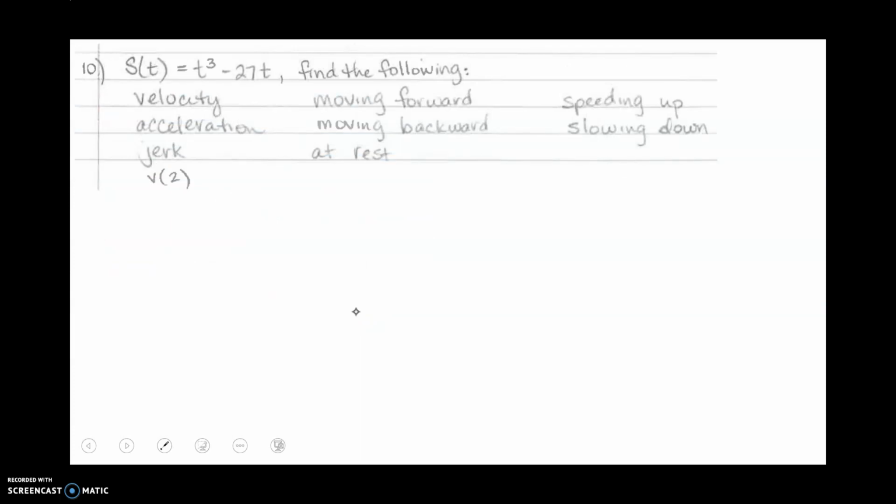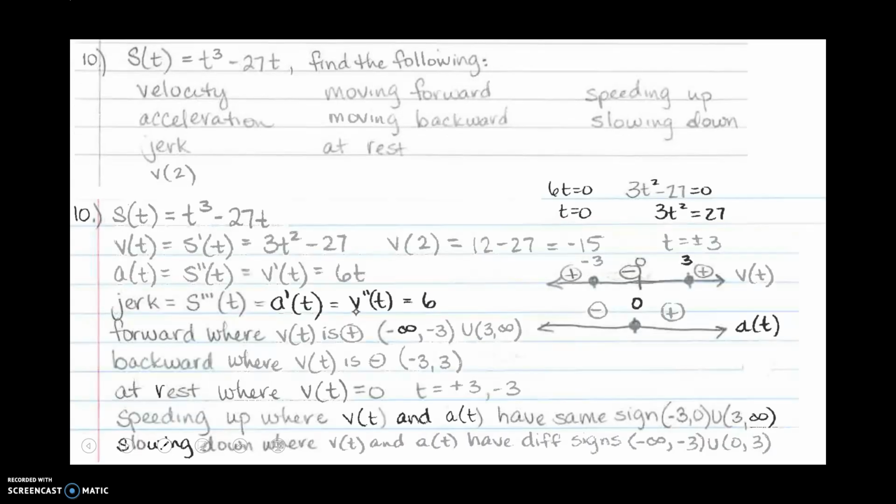All right, then for number 10, we're doing particle motion. And so you need to know that velocity is the first derivative. So I'm going to go through and take the first derivative of t cubed minus 27t using my power rule. So let's pull the 3 out in front. So that would be 3t, and then reduce our exponent by 1. So 3t squared.